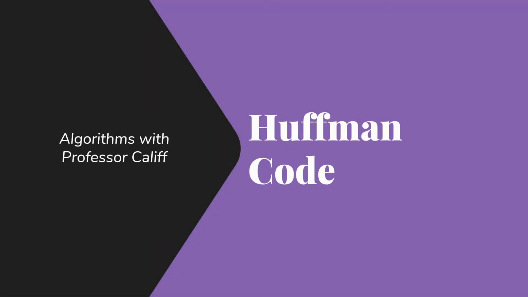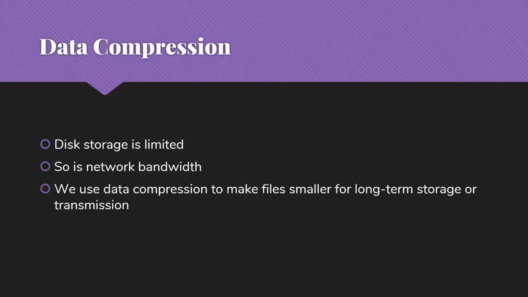Today I'd like to talk to you about data compression using Huffman code. So data compression is an important concept because disk storage is limited, and even more importantly, network bandwidth is limited. So we use data compression to make our files smaller, either because we're storing them long-term perhaps, or even more frequently, we're wanting to make them smaller so that we can transmit them more efficiently.